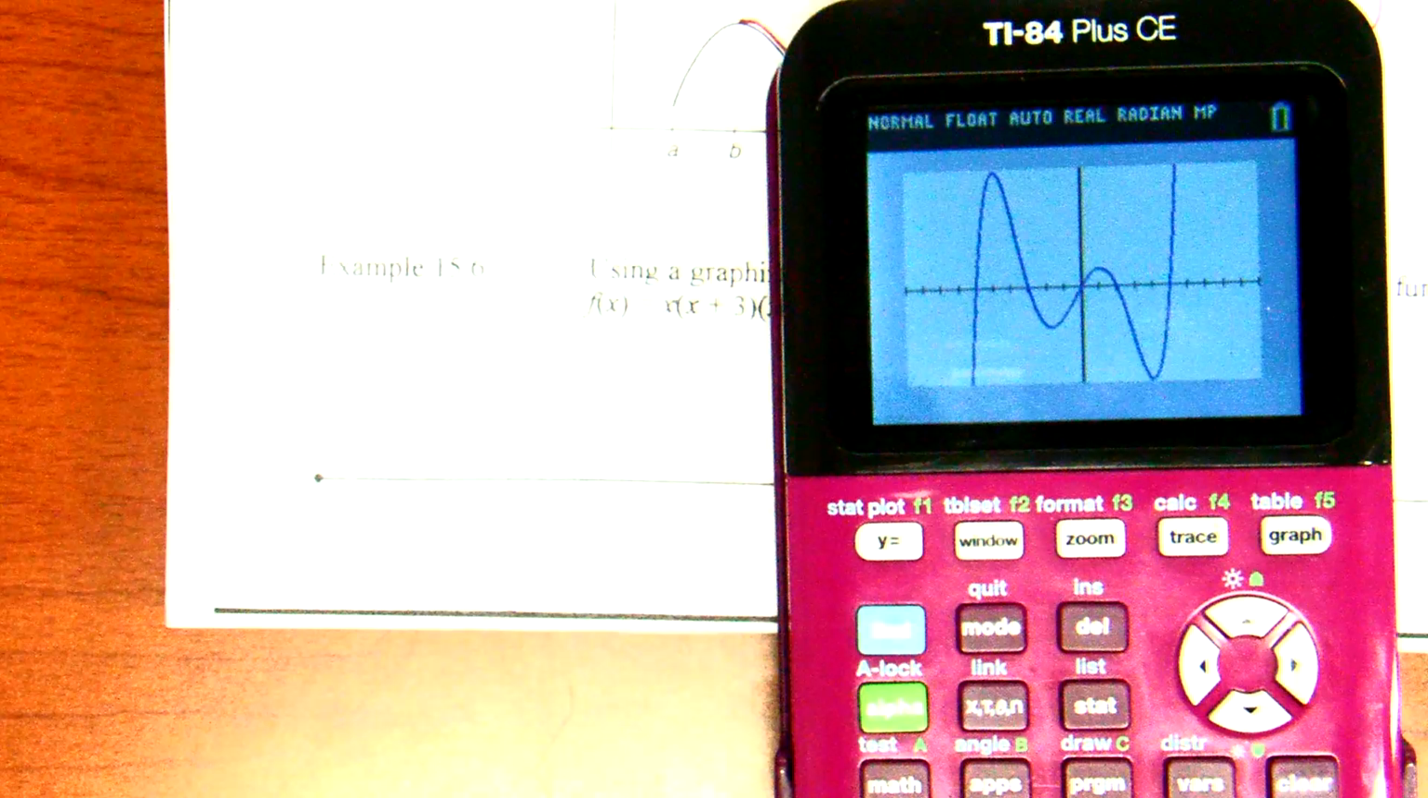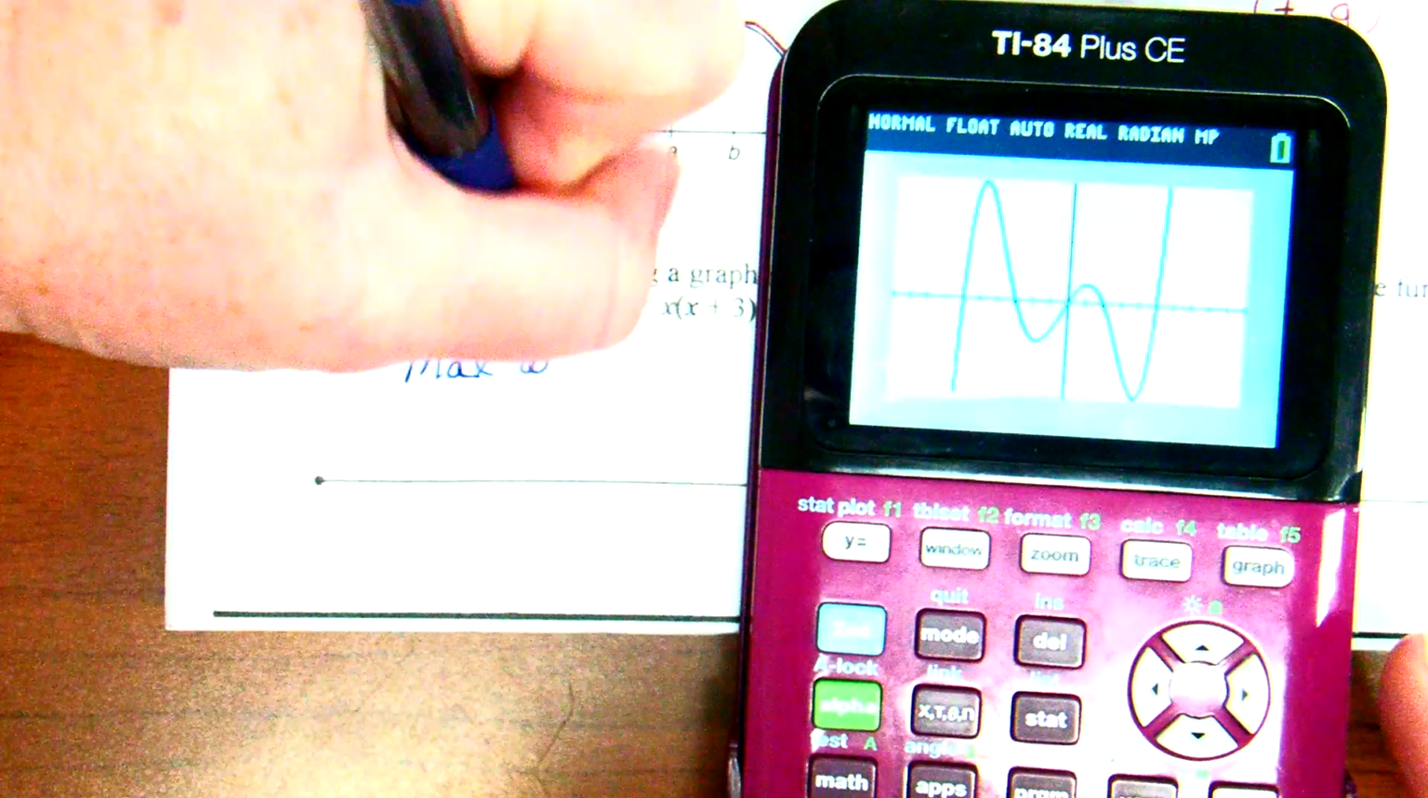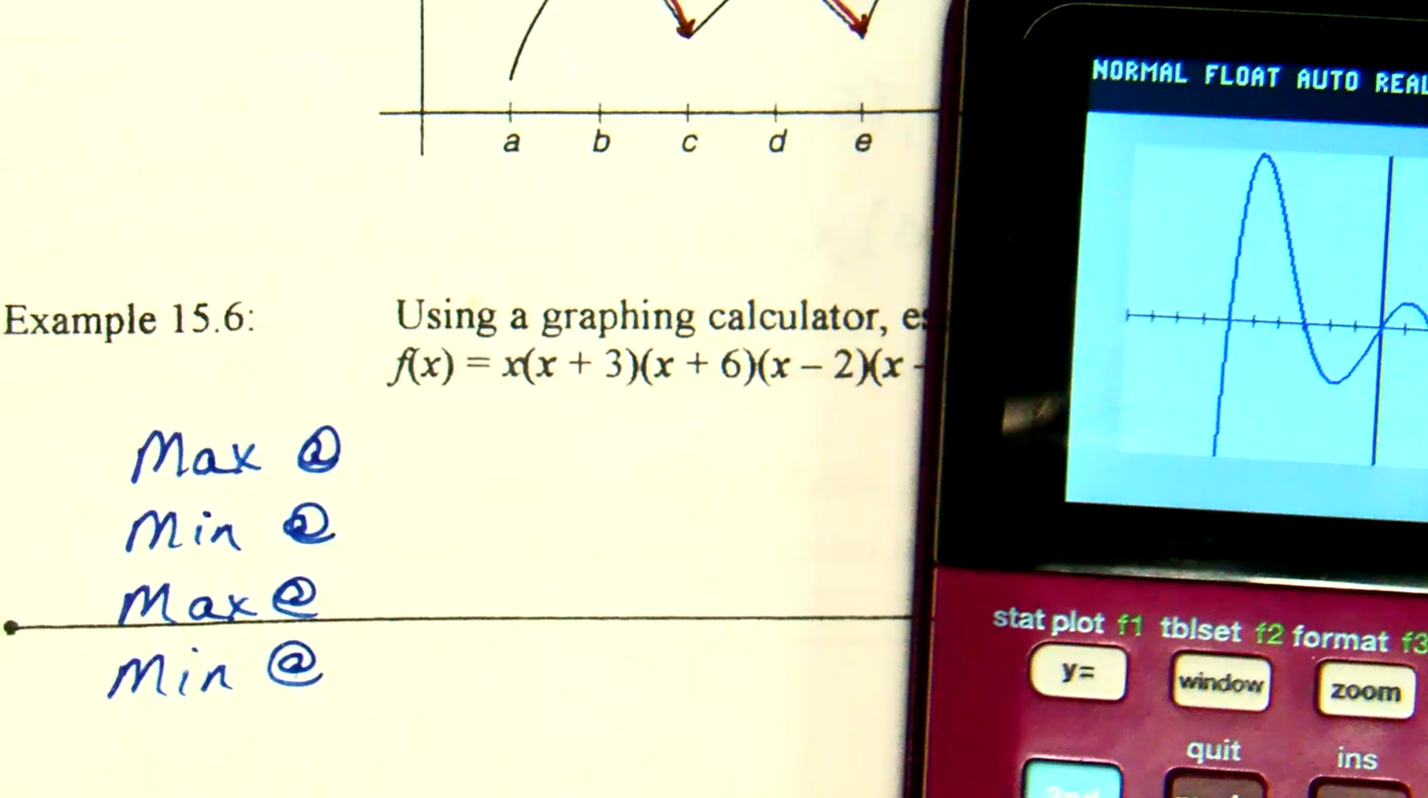I'm going to work left to right. Okay? So that means the first thing I need is a max. You guys could split these up if you want. There's a max, a min, another max, and another min. Make sure you remember how to use your calculator here. That is the one thing I would remind here.